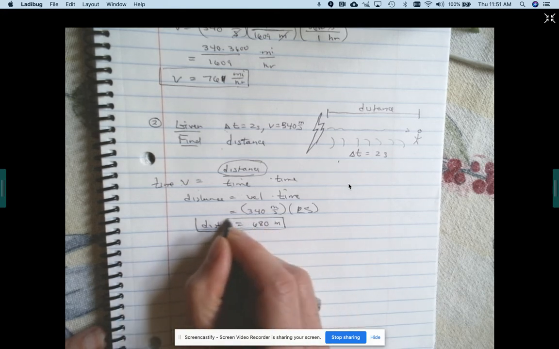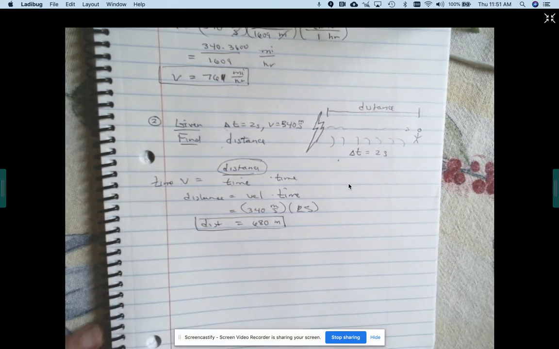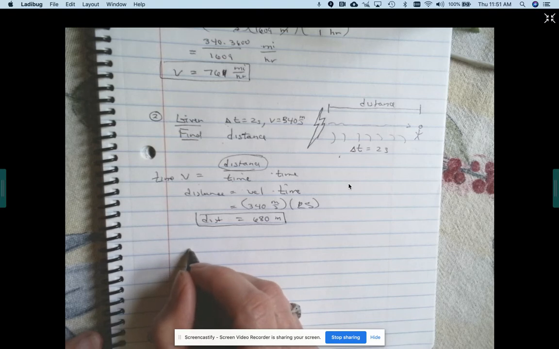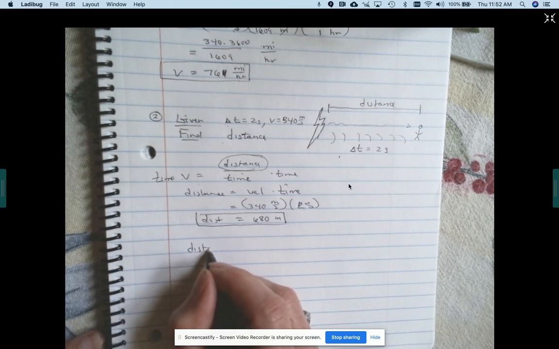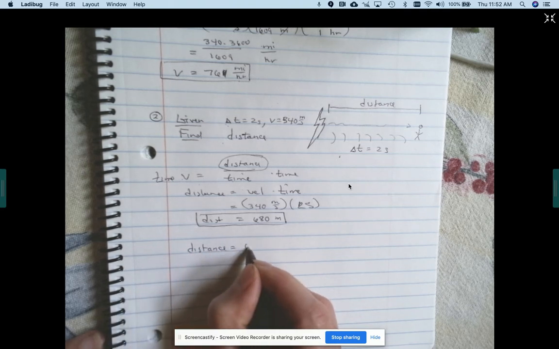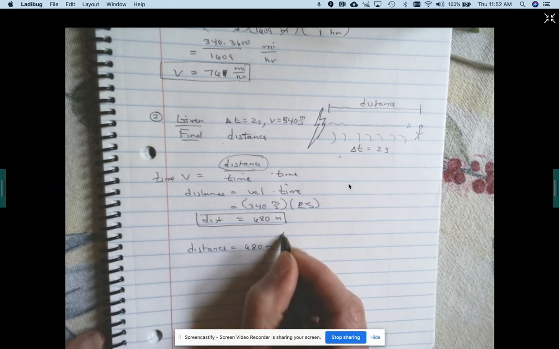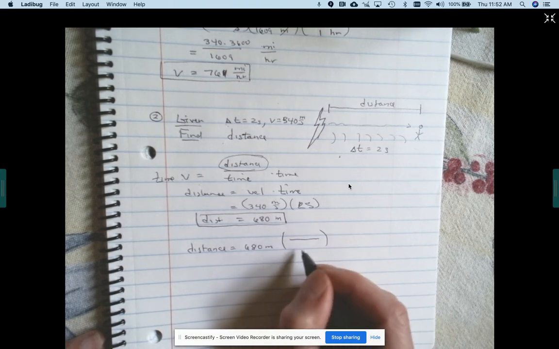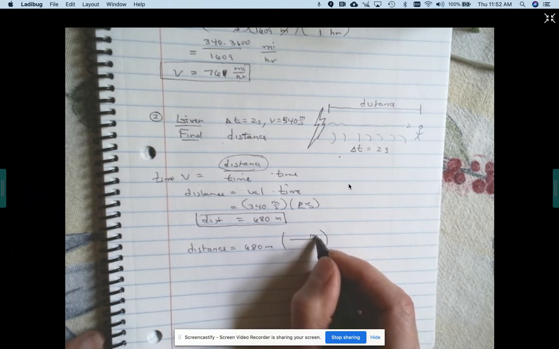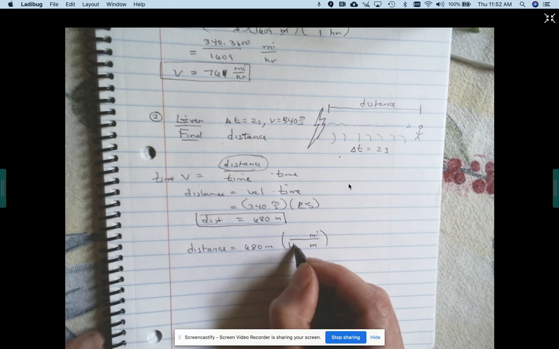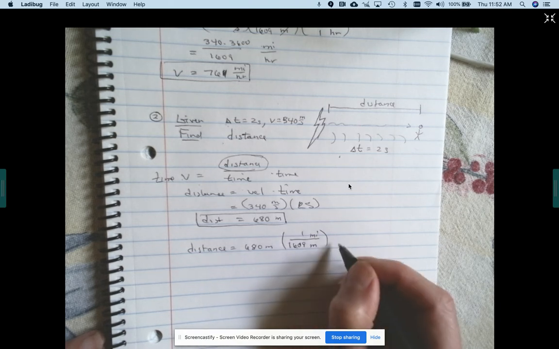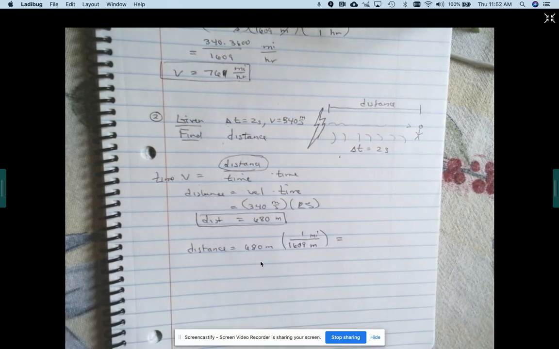Okay, then it said also to calculate the distance in miles. So I want to do a unit conversion. I said my distance is 680 meters, and then I'll use my conversion from meters to miles. So I want to end up with miles on the top. I want to get rid of meters. 1609 meters, 1 mile, and then I have to multiply that out.